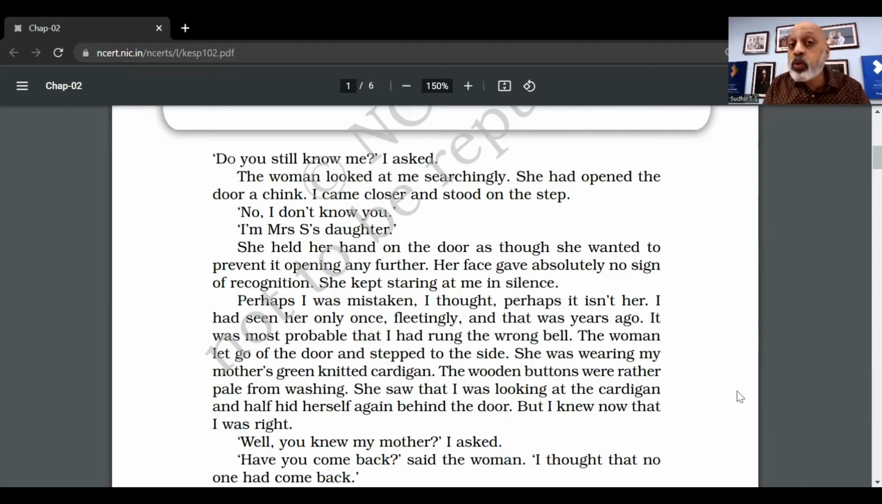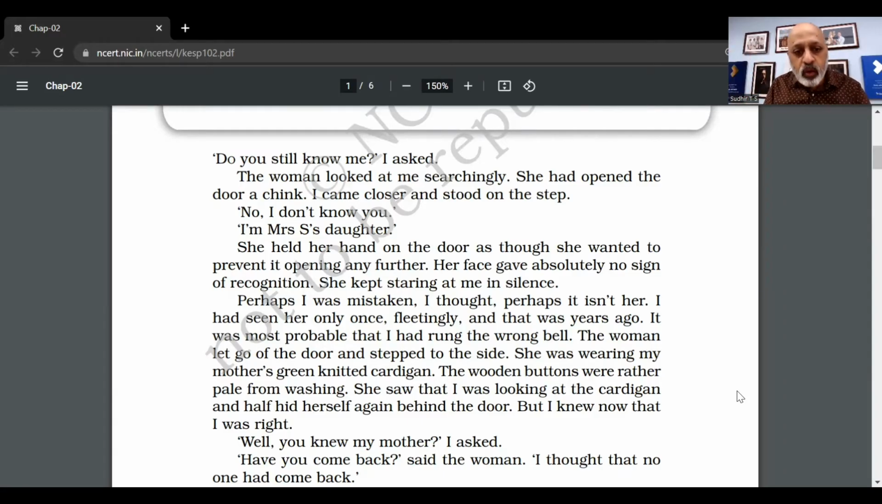So the woman who has opened the door to this young girl is doing two things. She's looking at her and pretending that she has not recognized her. Number two, she's not opening the door too much so that she does not come in or get to see inside. Perhaps I was mistaken. I thought perhaps it isn't her. I had seen her only once, fleetingly. Fleetingly means just for a moment.